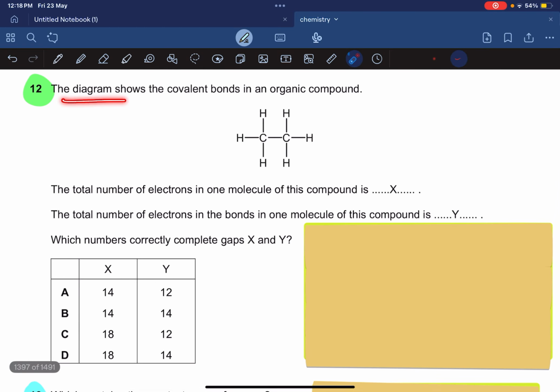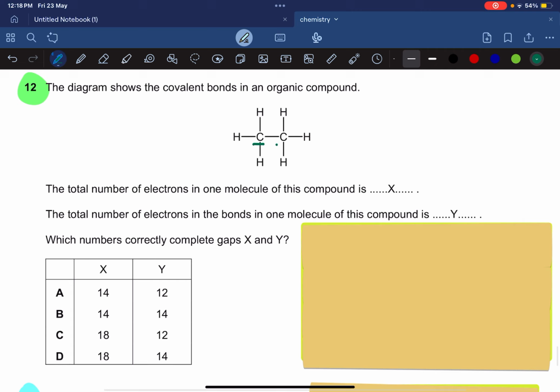The diagram shows the covalent bonds in an organic compound. So let's just figure it out. We have two carbons, 1, 2, so it's going to be eth. And then we have how many hydrogens? We don't have any double bond. That's a simple alkane. Because we have two carbons, we should have 6 hydrogens, because that's how alkanes work. So that's an ethane molecule.